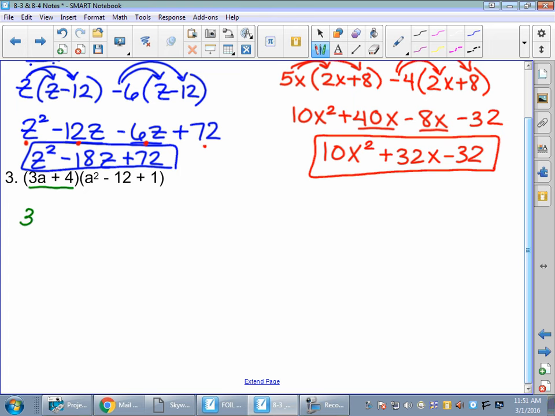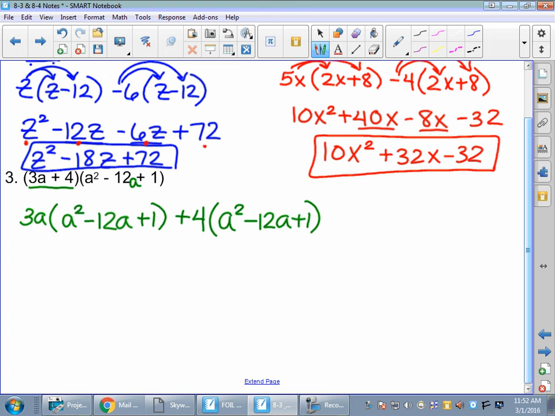So I'm going to write down a 3a times the quantity a squared. Oh, you know what? There's a little typo here. Let's add an a here. Minus 12a plus 1. And then we're going to take the other term of that first binomial, the plus 4, and multiply it by the same quantity, a squared minus 12a plus 1. So I just added that a in there, that's what it really meant.